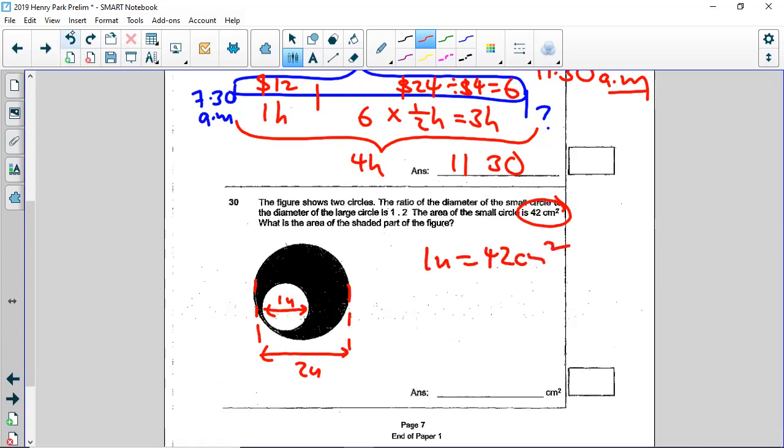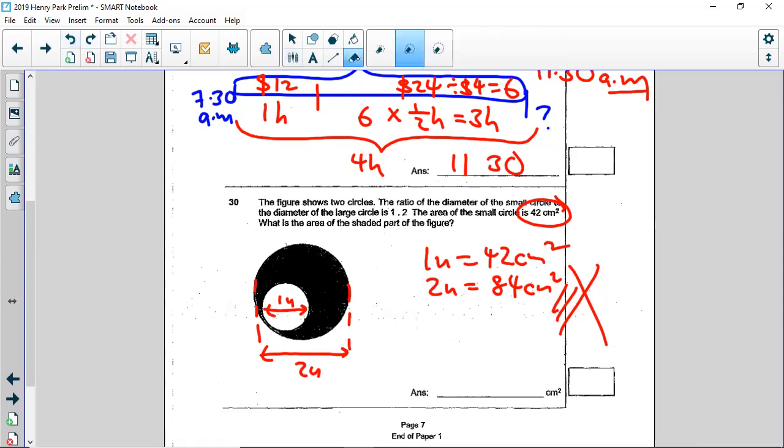Right, you thought it was 1 unit, and then you times 2 and you get 84. So your answer is 84, but it's wrong. Why is it wrong? Because the unit is referring to diameter. It's not referring to area. Can you see that? The units are talking about diameter, not area. So why do you go and times 2? You cannot times 2. Talking about different things. So 0 marks if you get 84 cm square.